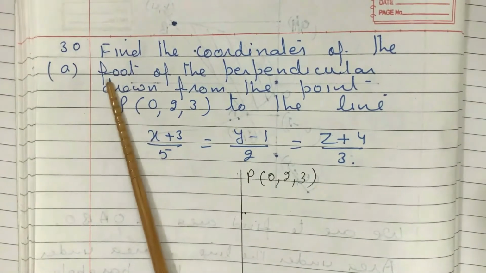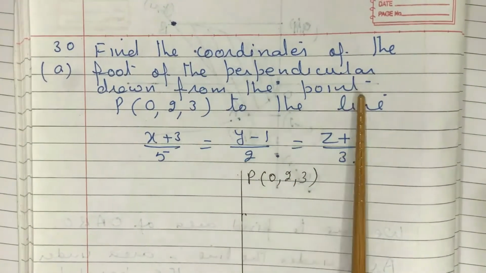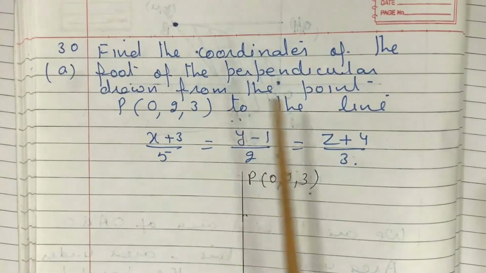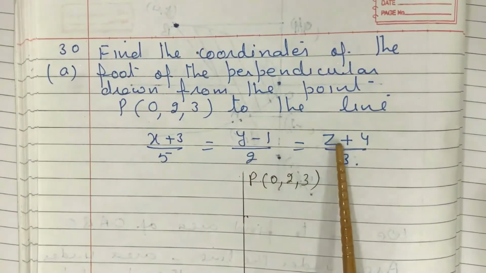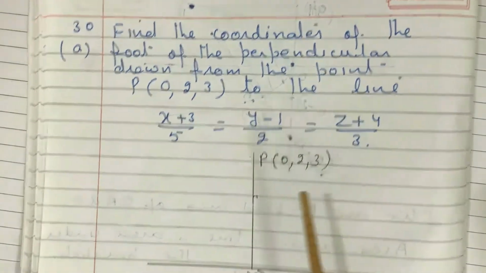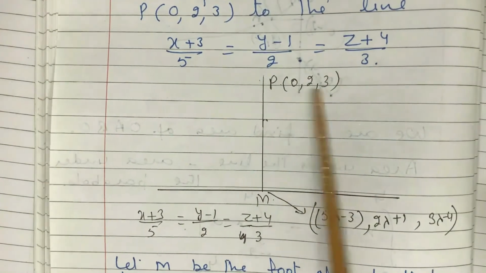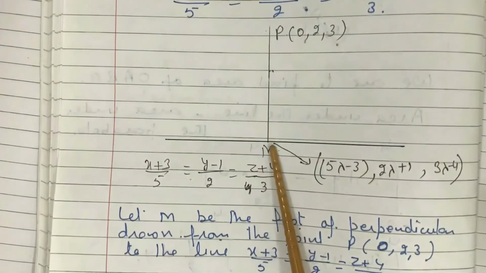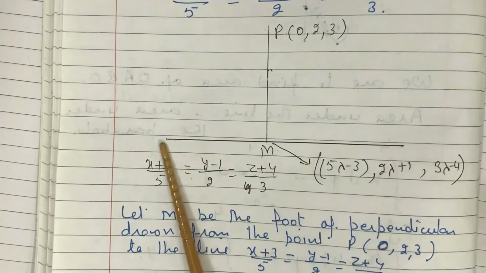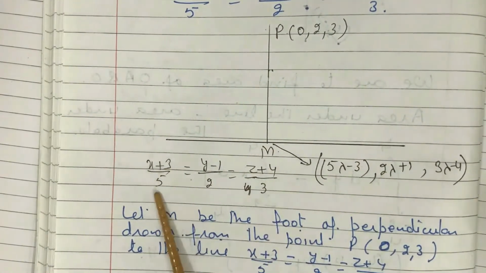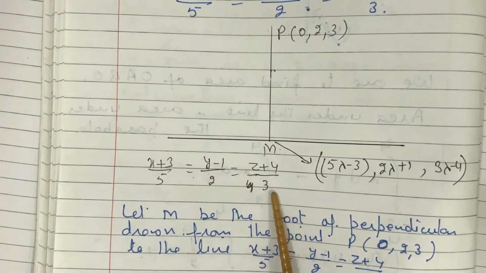30th question, A part. Find the coordinates of the foot of the perpendicular drawn from the point P(0, 2, 3) to the line (x + 3)/5 = (y - 1)/2 = (z + 4)/3. Now I have made a rough figure here. Now let this point be P and its coordinates are 0, 2 and 3. Let this be the foot of the perpendicular M. And this is the line (x + 3)/5 = (y - 1)/2 = (z + 4)/3.